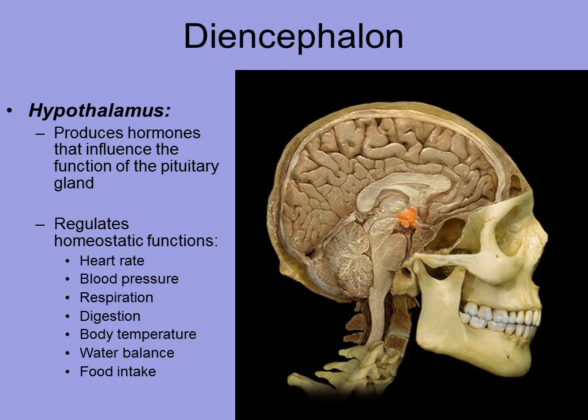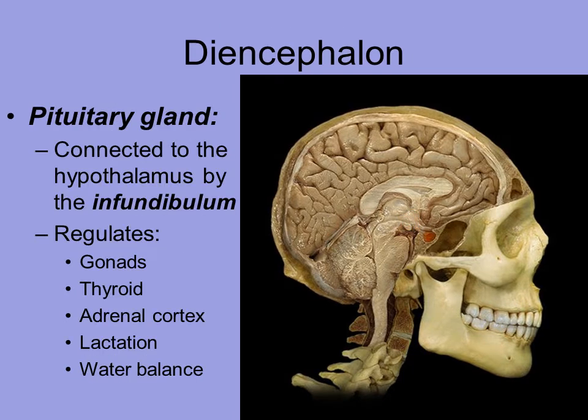It does produce some hormones, and it's going to be directly involved with the pituitary gland because a lot of the hormones that it produces, it will then send to be stored in the pituitary gland. The pituitary gland, which is connected to the hypothalamus by the infundibulum, also produces several hormones itself.